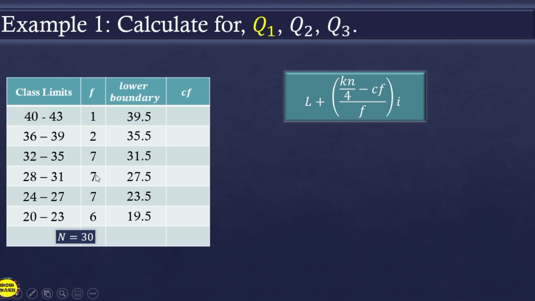Sa cumulative frequency, since sa baba tayo nagsimula, pataas, dito rin tayo magsisimula. Hindi tayo magsisimula sa taas. Ang start natin dito is 6 kasi yun ang unang frequency natin. Para makuha yung next na cumulative frequency, add natin doon sa pangalawang frequency natin, 6 plus 7, that is 13. 13 plus 7, that is 20. 20 plus 7, 27. Plus 2, 29. And plus 1, 30.